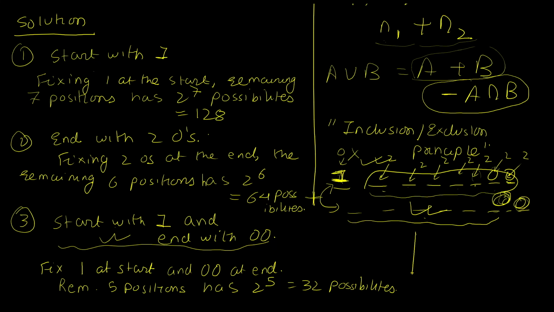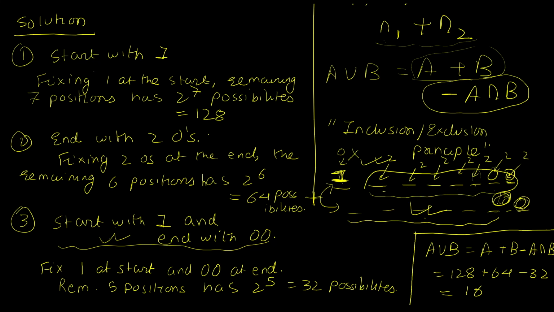So now what is the total number of possibilities and the solution to this problem? We just say that we want to calculate the union of these two possibilities 1 and 2. And we know that this is equal to A plus B minus the intersection. So this should just be equal to 128 plus 64 minus 32. And this gives me a total of 160 possibilities. So this means there are exactly 160 strings that either start with a 1 or end with 2 zeros.